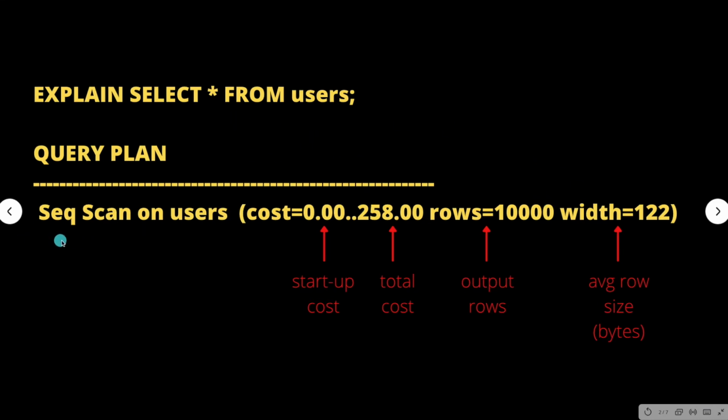And sequential scan is basically just like a linear search. So basically it's going to go through each row in the table and compile it and then return back to the user. So I hope that's easy to understand.